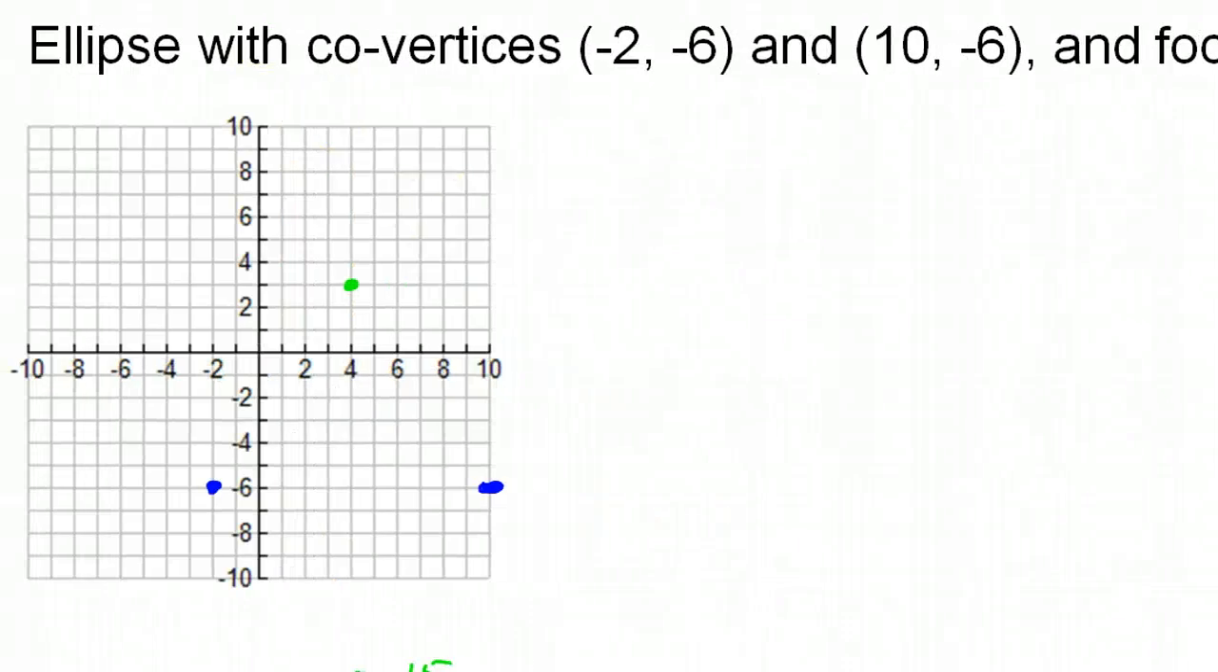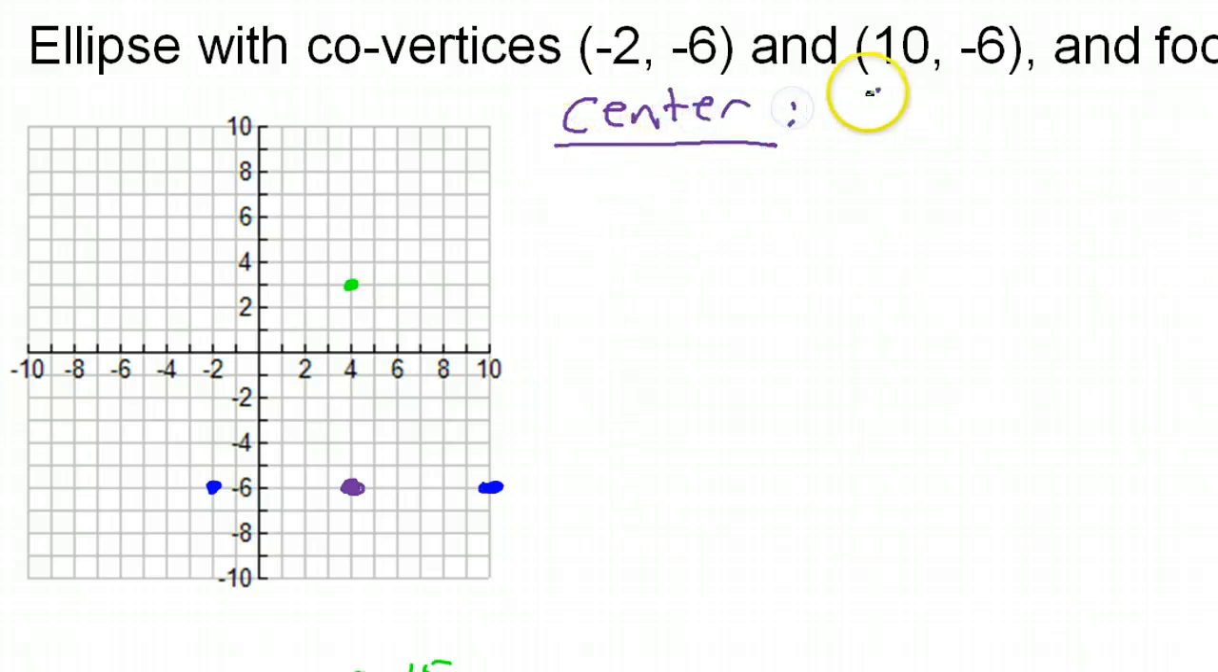So, what can we put so far? So far, that means we know what the center is. The center should be halfway between the co-vertices. So this is 10 and 2. They're 12 apart. So if I go over 6, that should be halfway. So 2, 4, 6. I knew it would line up with the foci. So there's my center. By the way, my center is the point 4 comma negative 6.